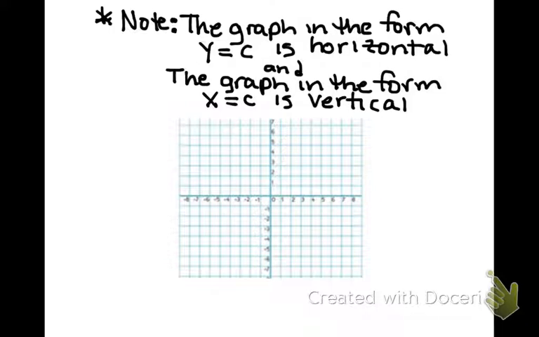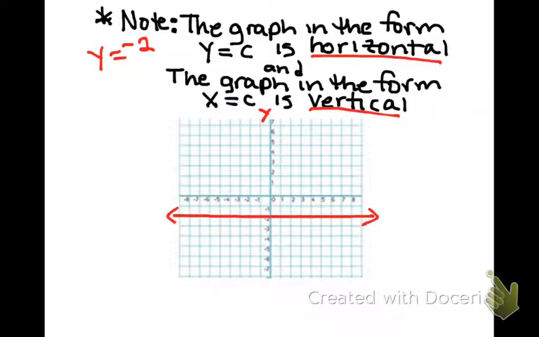Last slide. So note the graph in the form y equals c is going to be horizontal, and the graph in the form x equals c will be vertical. So for example, if I had y equals negative 2 on the y-axis, I would go down to negative 2 and draw my horizontal line. So this is y equals negative 2.